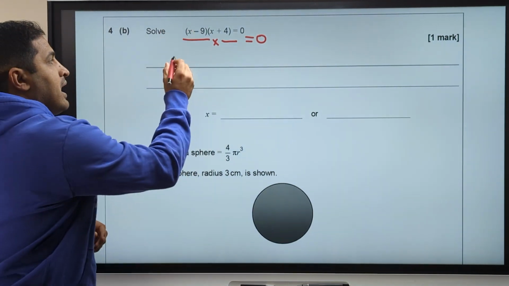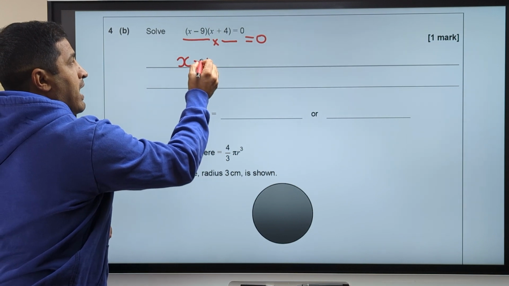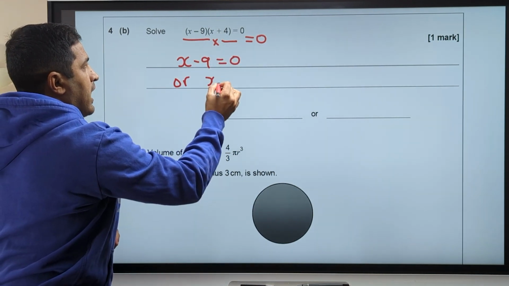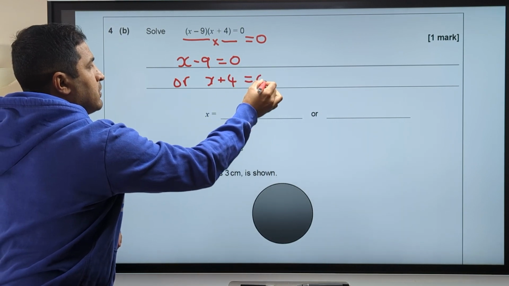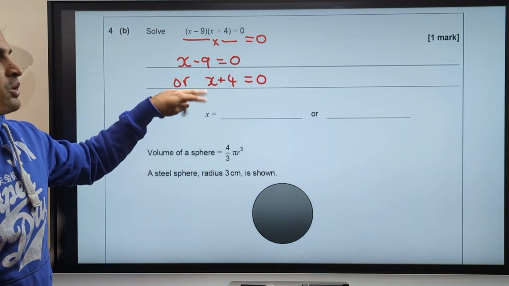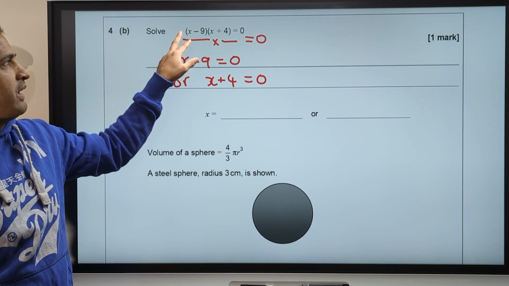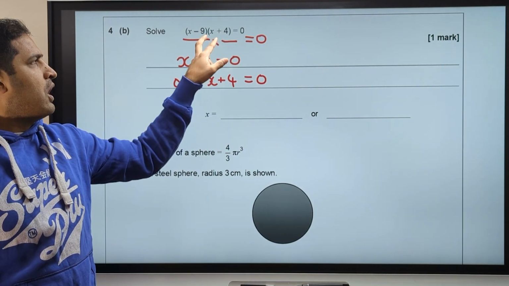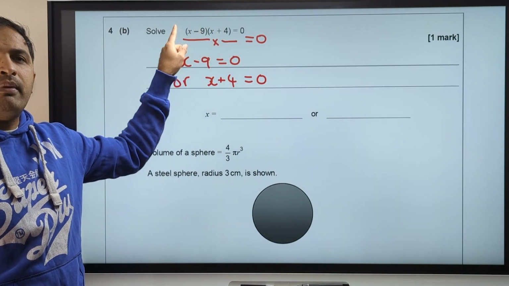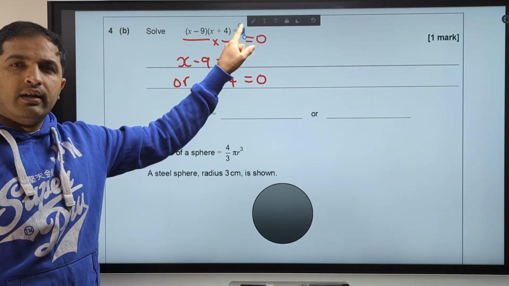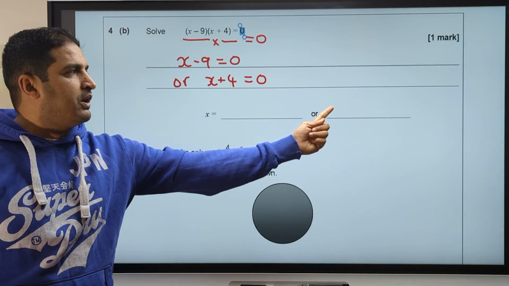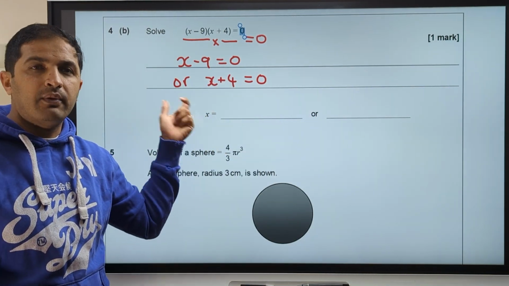So we can say it's either x minus 9 that's equal to 0, or x plus 4 that's equal to 0. Those are the two possible answers you can get. If this is 0, multiplied by something gives you 0. Or if this is 0, multiplied by something gives you 0. So one of these situations will give you the answer. That's why you've got two values for x here.